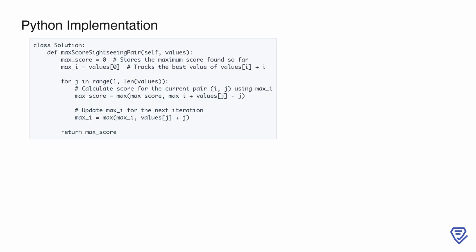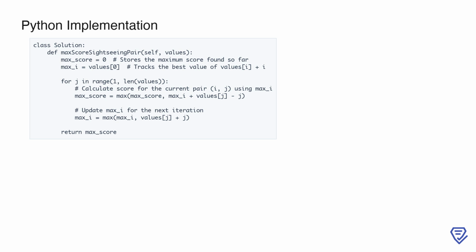This implementation solves LeetCode problem number 1014, Best Sightseeing Pair, using an efficient greedy approach. The goal is to maximize the score for a pair of sightseeing spots i, j, where i is less than j and the score is defined as values[i] + values[j] + i - j. The key observation is that the score can be rewritten as values[i] + i plus values[j] - j. This allows us to decouple the problem into two parts, maintaining the maximum value of values[i] + i as we iterate through the list, denoted as max_i, and calculating the score for each new j as max_i plus values[j] - j.